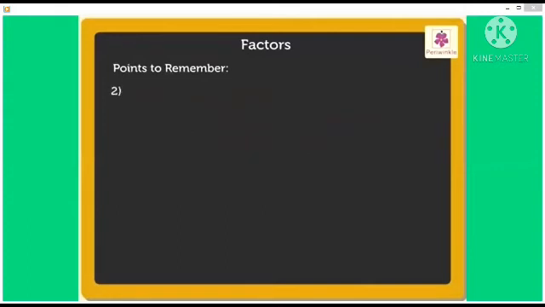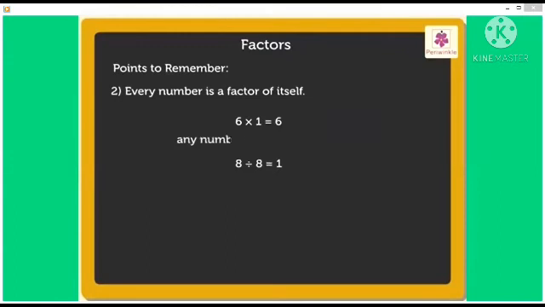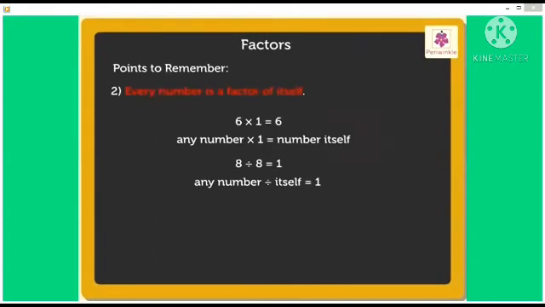Point 2. Every number is a factor of itself. We know that 6 into 1 is equal to 6. 8 divided by 8 is equal to 1. Thus, any number multiplied by 1 gives the number itself as the product, and any number divided by itself gives 1 as the quotient. Hence, every number is a factor of itself.